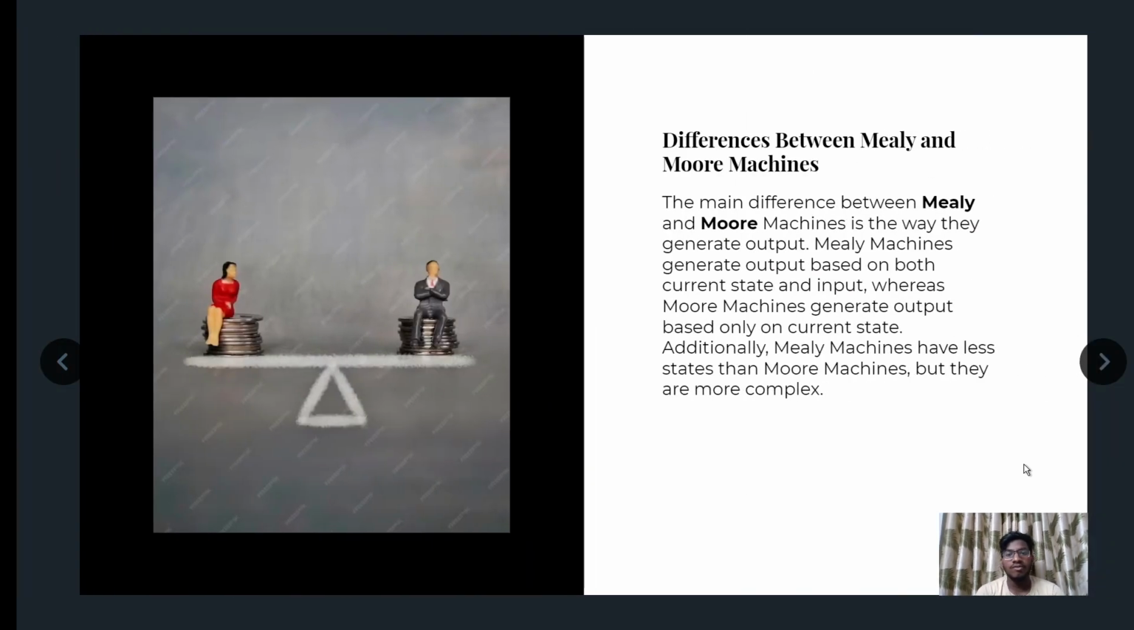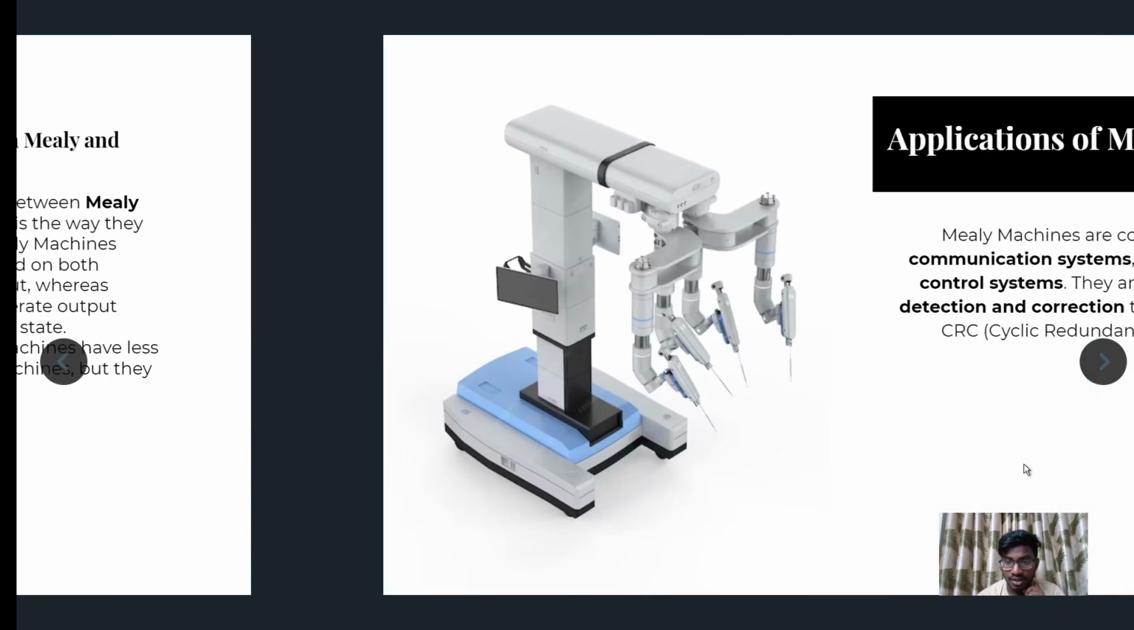So what are the main differences between Mealy and Moore machines? The main difference between Mealy and Moore machines is the way they generate the output. Mealy machines generate output based on current state and input, whereas the Moore machine generates output based only on the current state. Additionally, Mealy machines have fewer states than Moore machines, but they are more complex to design. So generally, Mealy machines are more complex to design.